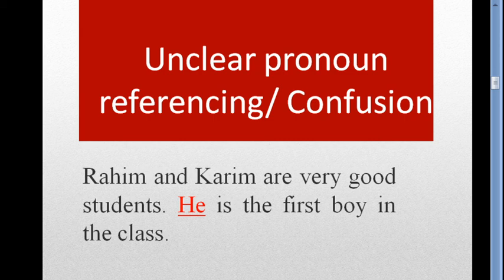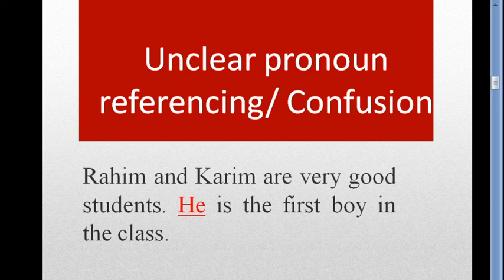So, who am I telling about? Is it Rohim or is it Korim? It's not clear. Can you guess who it is? Is it Rohim or Korim? No, you can't understand. So there is a confusion. So it is called unclear pronoun referencing.